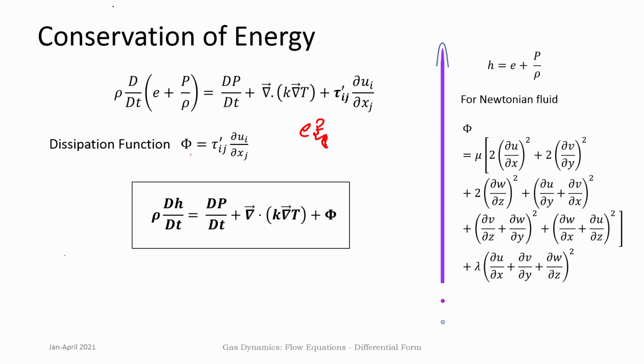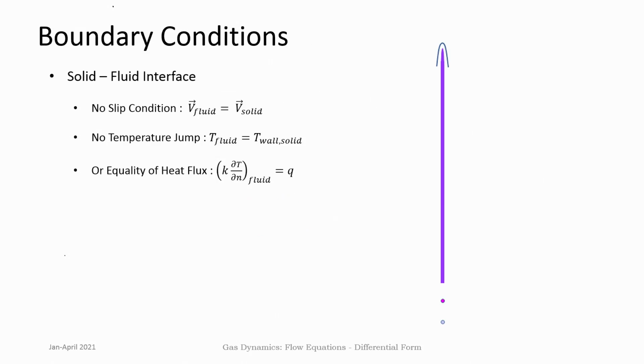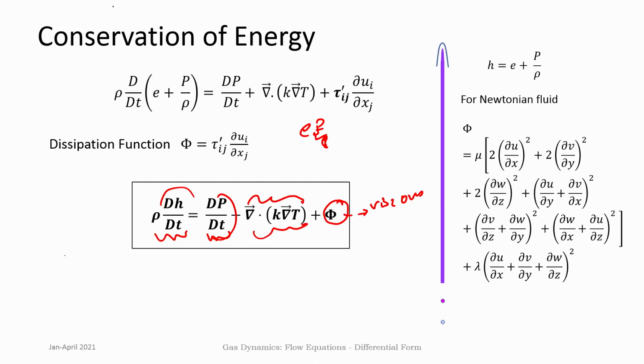enthalpy. So, finally, from energy conservation, we get the equation for change in enthalpy: rho dH by dt is equal to the change in pressure dP by dt, plus del dot k del T, which is the conduction heat transfer, plus the viscous dissipation term. This is the first law of energy conservation. It relates enthalpy, pressure, heat that is getting transferred, and viscous dissipation. So, this now forms the three equations: conservation of mass, momentum and energy.